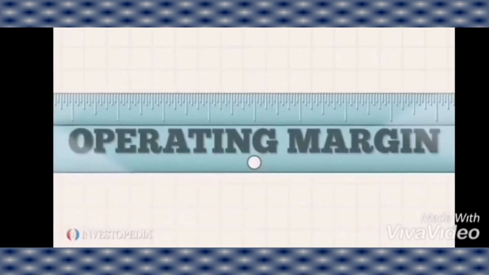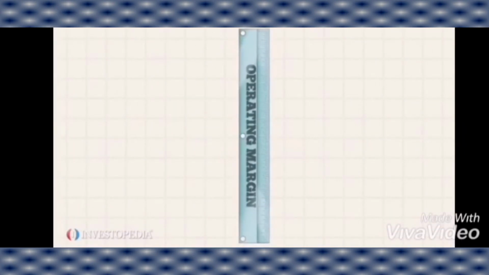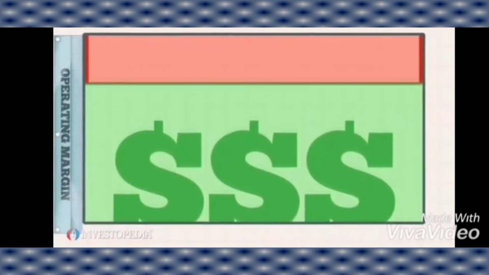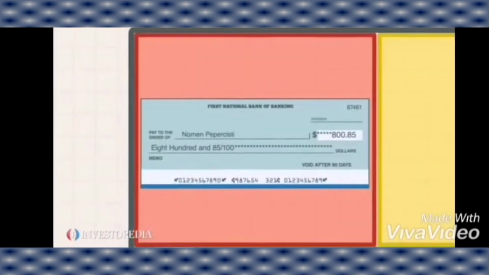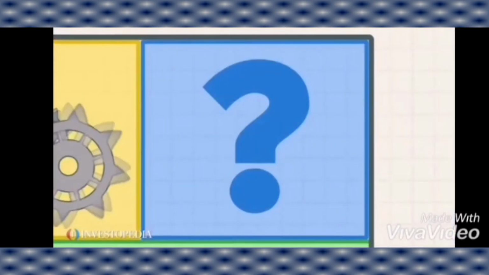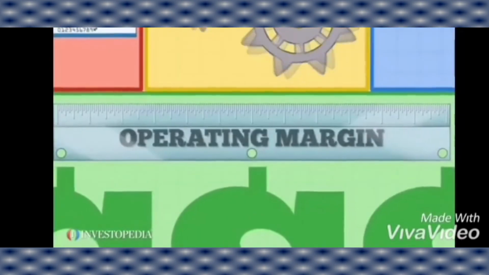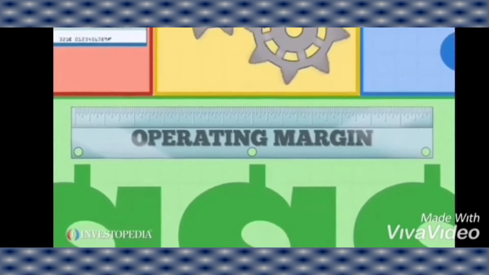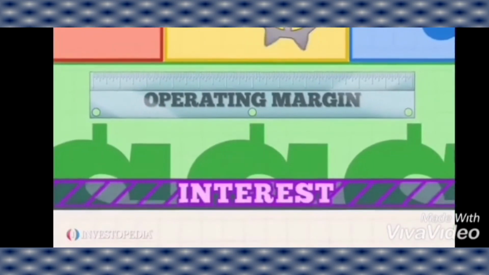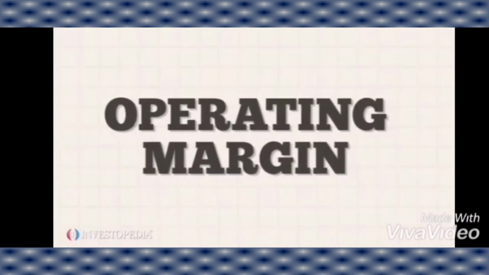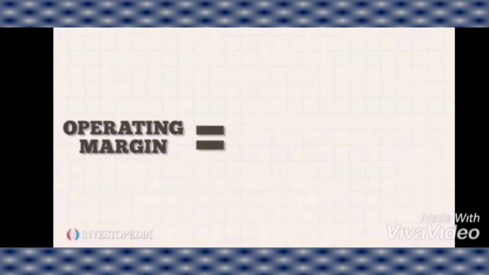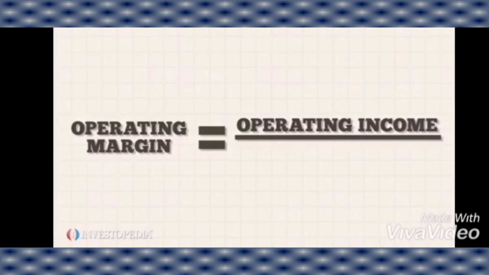The operating margin is a measurement of the proportion of a company's revenue that is left after paying for variable cost of production. These costs can include wages, raw materials, or anything else that is not a fixed cost. A healthy operating margin is needed in order for a company to be able to pay for its fixed costs, such as interest on debt. To calculate a company's operating margin, take their operating income and divide it by net sales.